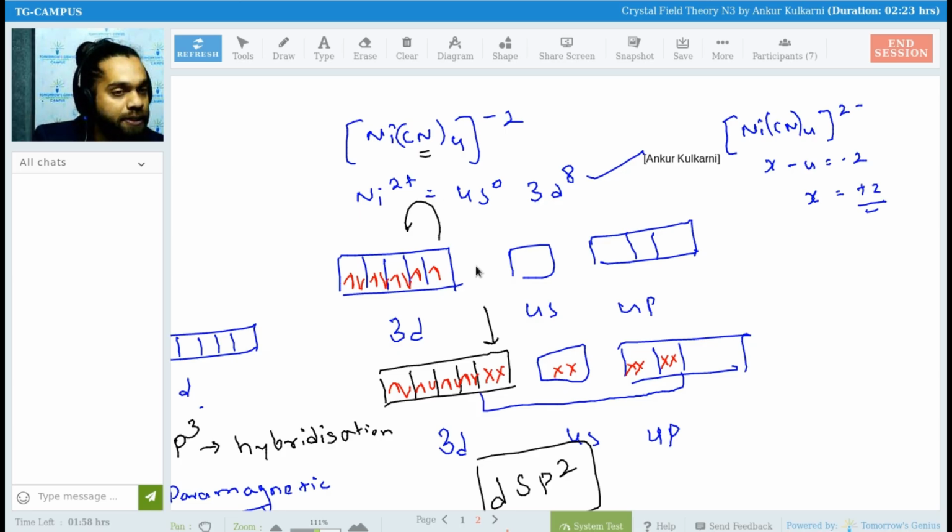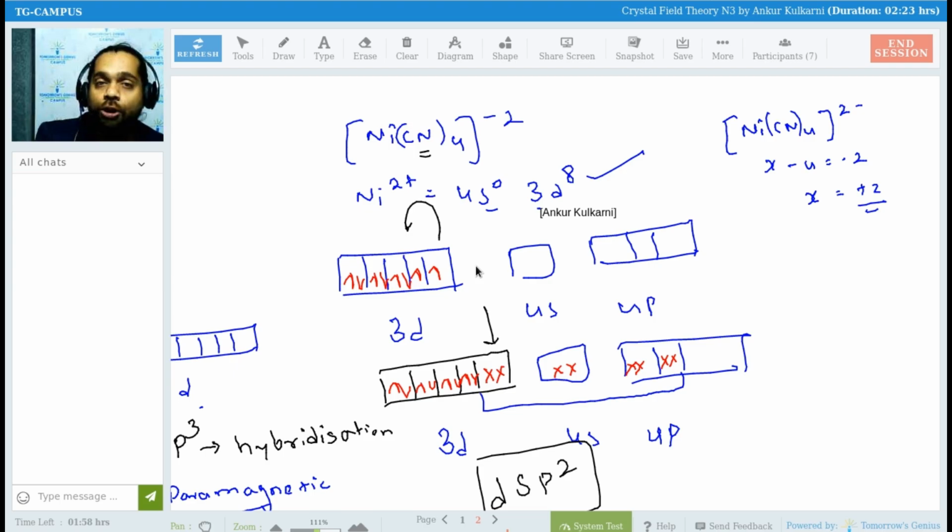Everyone is clear till this step? Jason and Sarjana, Kevin, everyone is clear till this step? Yes? Come on, give me yes or no. So over here, then we know that we have 4s0 3d8.